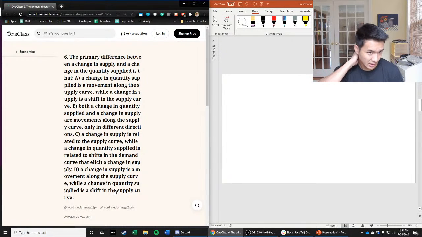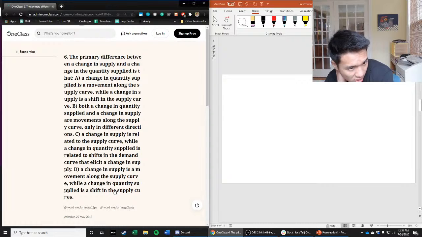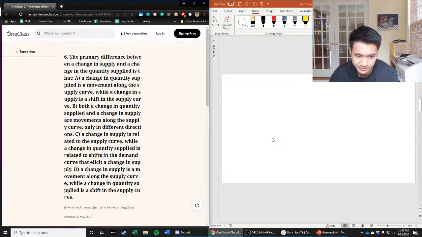The next question says the primary difference between a change in supply and a change in the quantity supplied is that A, a change in quantity supplied is a movement along the supply curve, while a change in supply is a shift in the supply curve. Okay. B says both a change in quantity supplied and a change in supply curve are movements along the supply curve only in different directions. C says a change in supply is related to the supply curve, while a change in quantity supplied is related to shifts in the demand curve that elicit a change in supply. And D says a change in supply is a movement along the supply curve, while a change in quantity supplied is a shift in the supply curve.